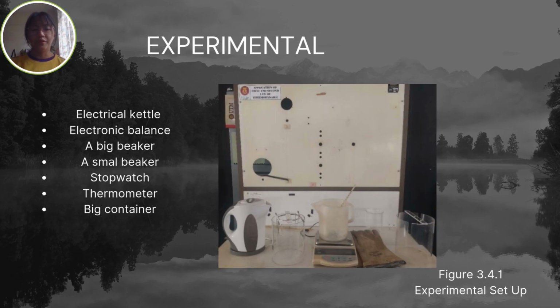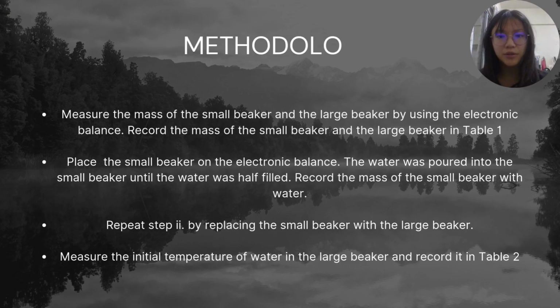In this experiment, we use an electric kettle, electronic balance, a big beaker, a small beaker, stopwatch, thermometer, and big container. Methodology: measure the mass of the small beaker and the large beaker by using the electronic balance. Record the mass of the small beaker and the large beaker in Table 1.